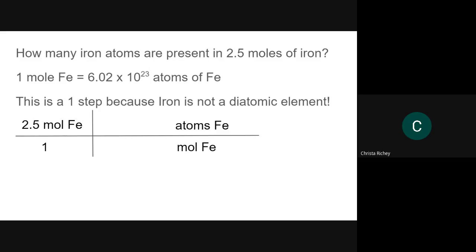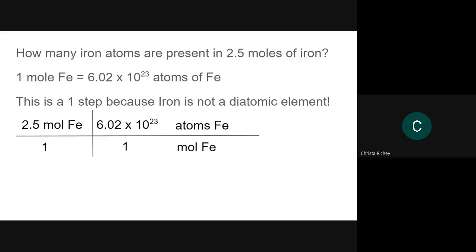Now, you have to go back and look at the conversion factor to figure out what number goes where. The mole of iron. What number is attached to the mole? 1. And what number is attached to the atom? Avogadro's number.